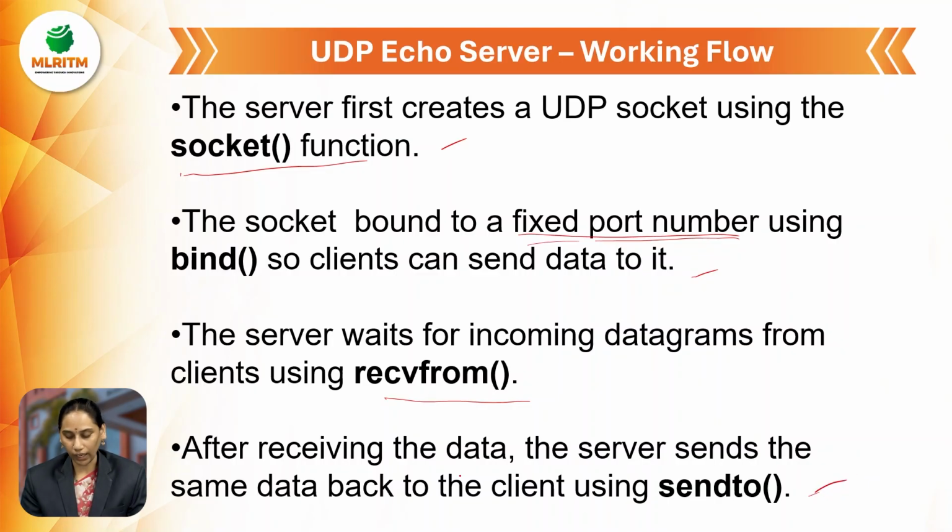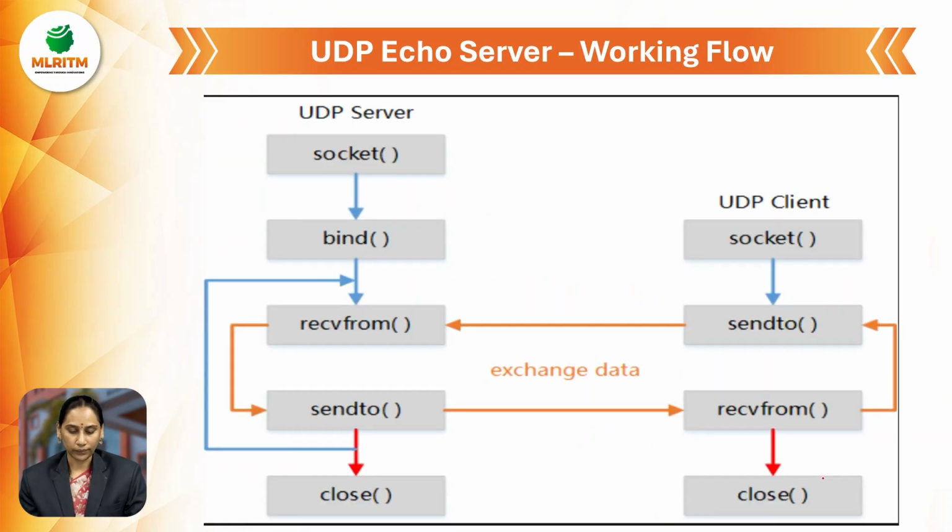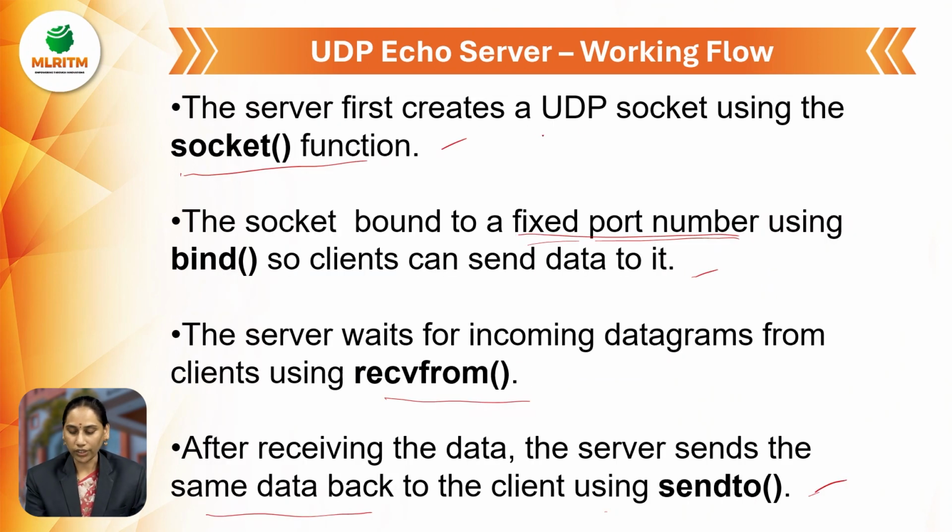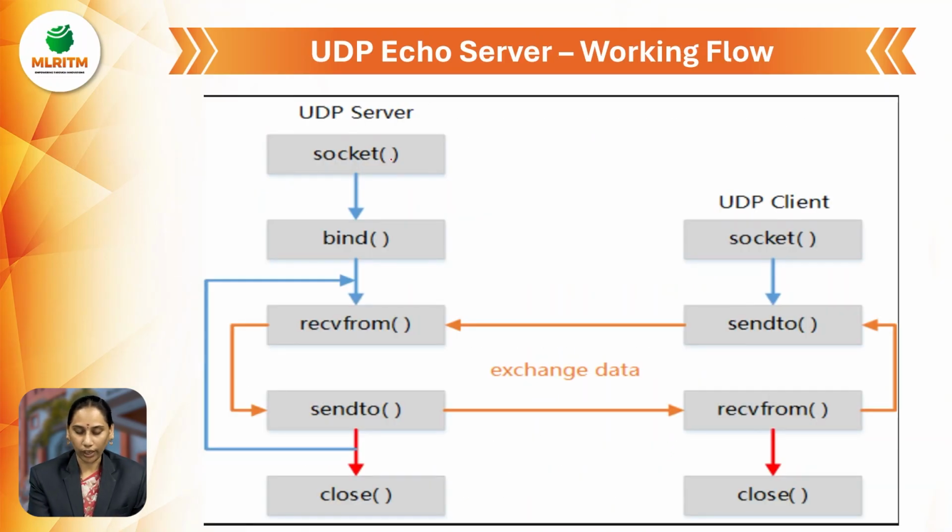After receiving the data, the server sends the same data back to the client using sendto. Next, the UDP server side and client side. The server first creates a UDP socket using the socket function. Next, the bind function, recvfrom, sendto. UDP client side: socket, sendto, recvfrom, close.